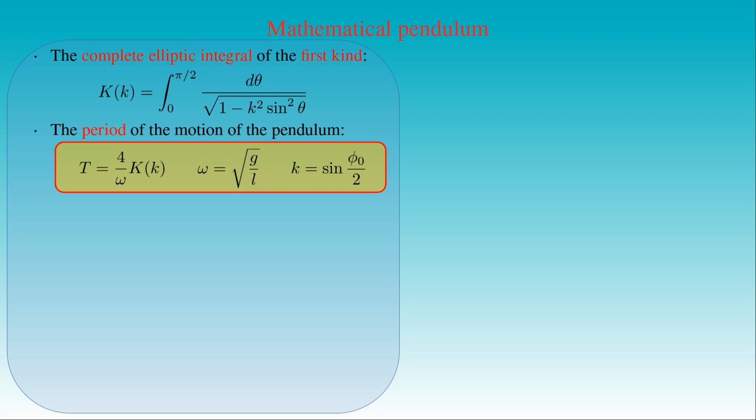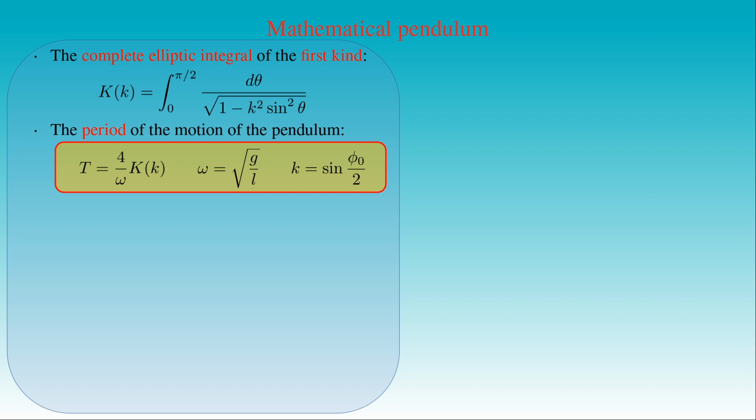Then the period T of the motion of the mathematical pendulum is equal to 4 over omega times the complete elliptic integral of the first kind, where omega is defined by the square root of the magnitude of the gravitational acceleration g over the length L of the suspension string of the pendulum, and the modulus k is defined by the sine of the angle phi 0 describing the initial position of the pendulum over 2.